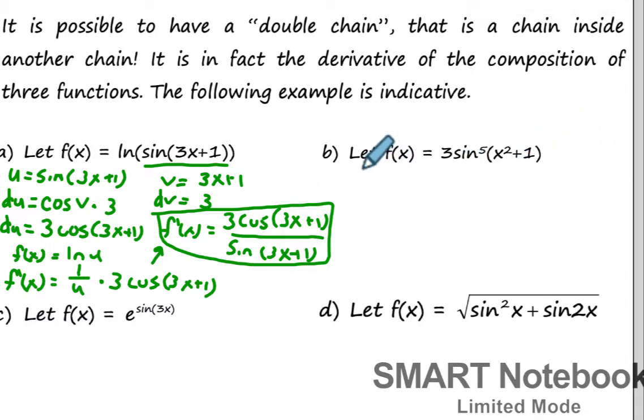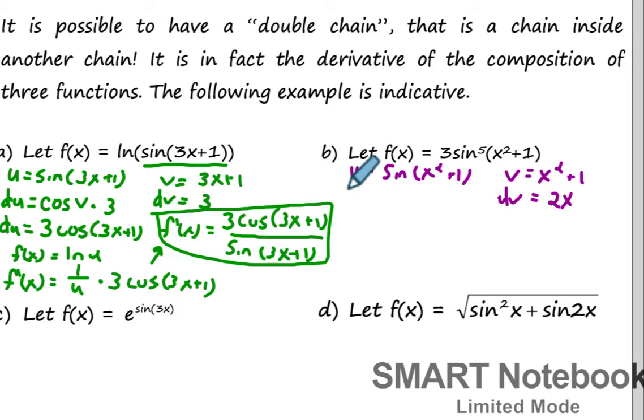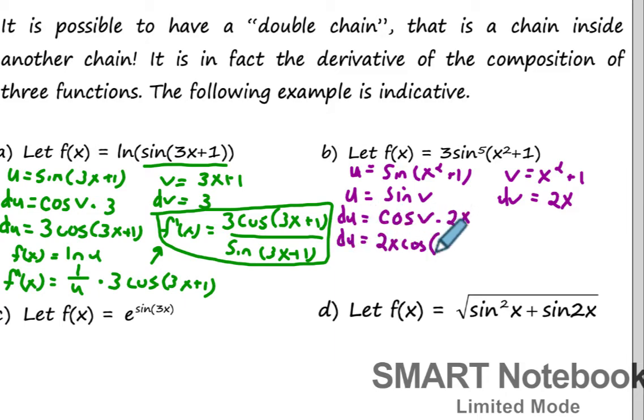For example B, our inside function is sine of x squared plus 1. So I'm going to let u equal sine of x squared plus 1. And then for du, I have another inside function, so v is going to be x squared plus 1, and so dv would be 2x. I can rewrite u as sine of v, and the derivative of sine is cosine, so that's cosine of v times 2x. So the derivative of u would be 2x cosine of x squared plus 1.